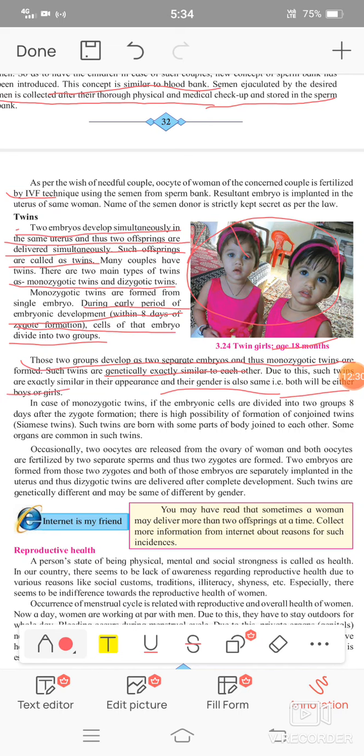Second आहे dizygotic twins. In dizygotic twins, occasionally two oocytes are released in the ovary, and both oocytes are fertilized by two separate sperms, and two zygotes are formed and develop into two embryos, and that is called dizygotic twins. After the complete development of the two embryos, two different children are formed, and such twins are genetically different from each other, and they may also have different genders.